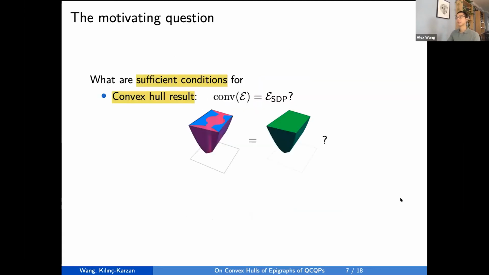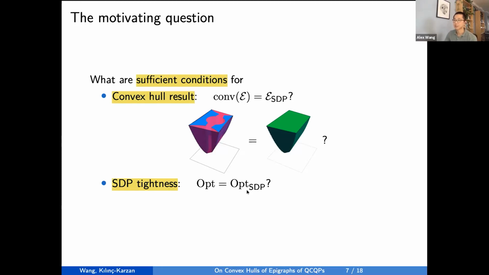That brings us to our motivating question. We want to understand some sufficient conditions that guarantee what we call the convex hull result. That is to say, when is it true that the convex hull of this blue epigraph, this pink set here, is given by the projection of the SDP epigraph, the green set on the right? Why you might care is that it automatically implies the SDP tightness result. That is to say, you can solve for the value of the QCQP using its SDP relaxation.